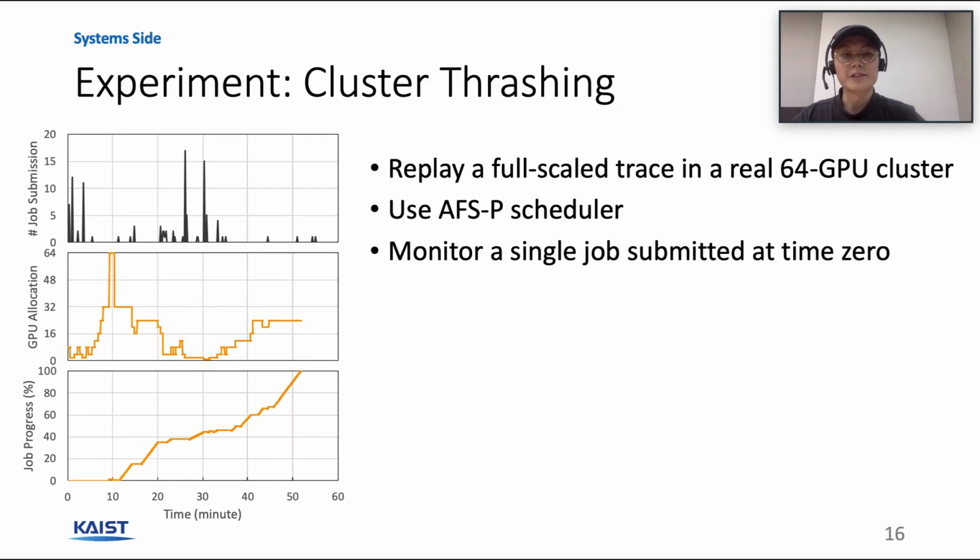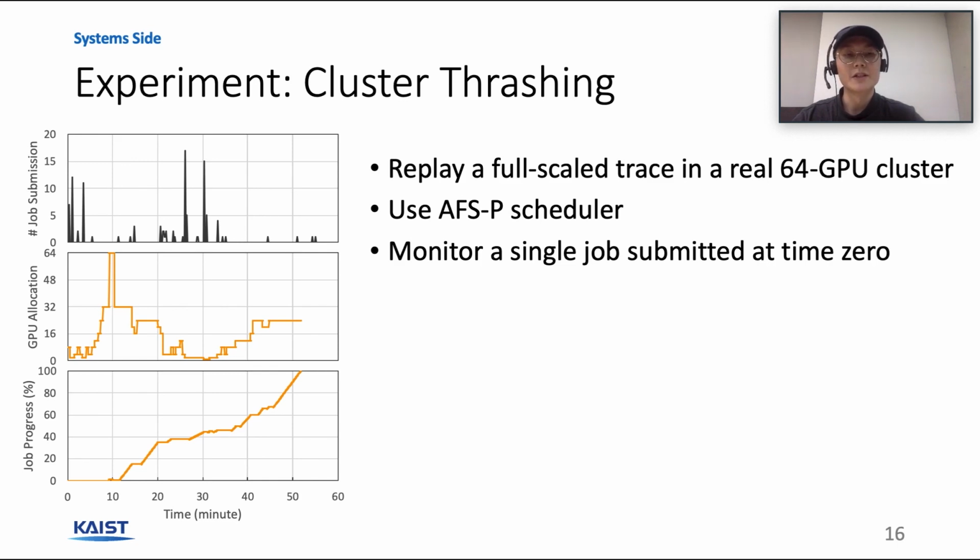To show the thrashing issue, we replay a full-scaled trace in our 64 GPU cluster. The system follows existing design and runs AFSP scheduler. During the execution, we monitor a single job that is submitted at time 0. The first figure shows that new jobs are dynamically coming into the cluster, and the second figure shows that the scheduler is changing the GPU share of the monitoring job.